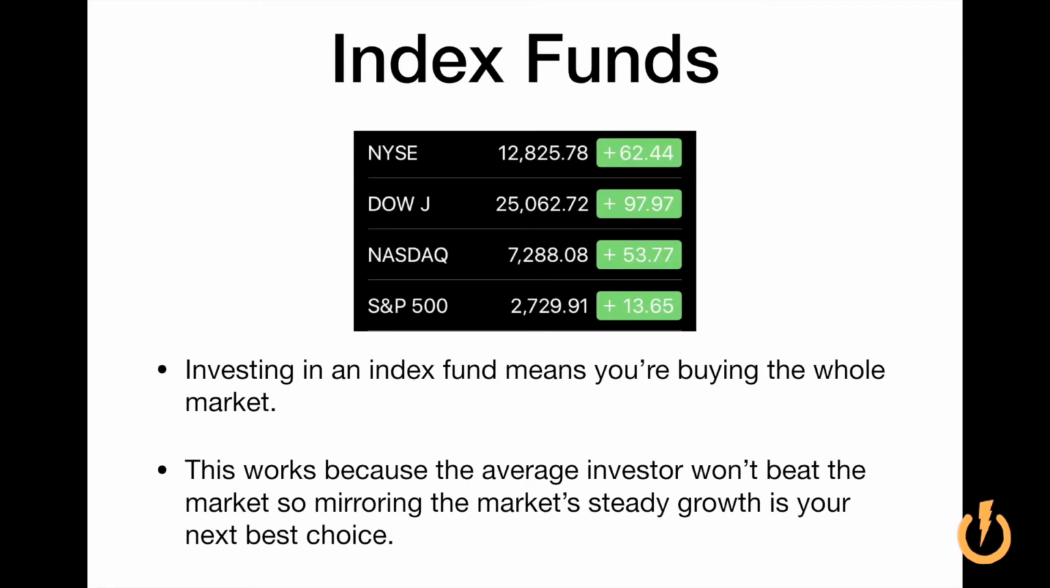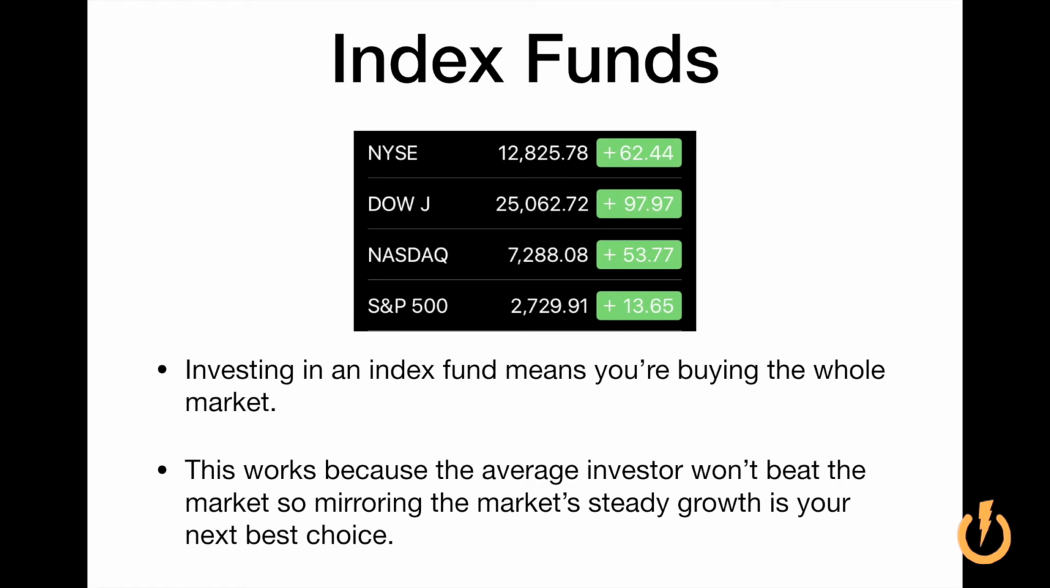Next, we're going to cover index funds. Investing in an index fund means that you're buying the entire market. For example, if you bought an index fund for the S&P 500, you bought a collection of the largest 500 companies in America, so your money grows with the growth of the full index. This works because the average investor will work harder and still won't beat the market. Mirroring the market's steady 7% growth a year on average will keep your money growing ahead of inflation. The only downside to index funds is that you have to adjust your investments within the fund to make sure you're diversified.